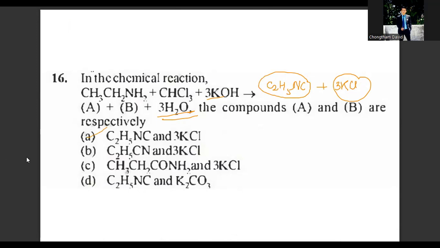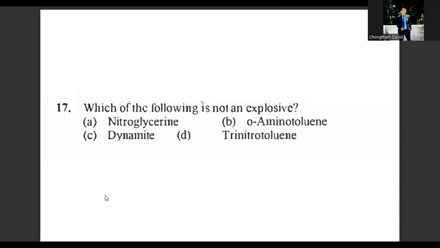I hope it's clear. Question number 17. Read out the question. Which of the following is not an explosive? See, to find an explosive, explosives invariably contain 2 or more nitro groups. Hence this amino toluene doesn't have any nitro group and it is not an explosive. You have to find that it should contain 2 or more nitro groups to be called an explosive. Then the definition of explosive will be satisfied.